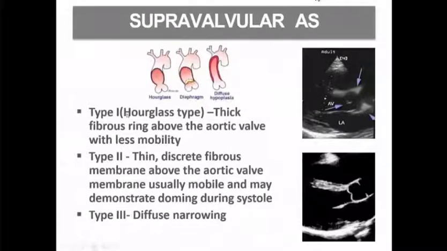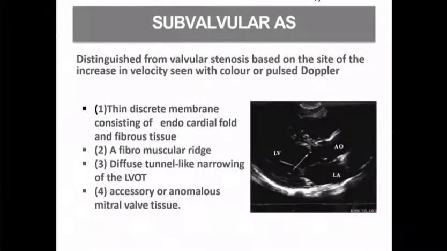Another entity, because in exams many times they will ask about supravalvular AS, which is usually due to a membrane. Type 1 is the hourglass type, a thickened fibrous ring above the aortic wall with less mobility. Type 2 is a thin discrete membrane, usually mobile, which may demonstrate doming. Type 3 is diffuse narrowing of the whole ascending aorta. So these were the three types of supravalvular AS.